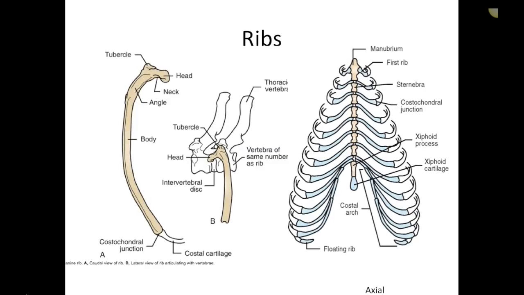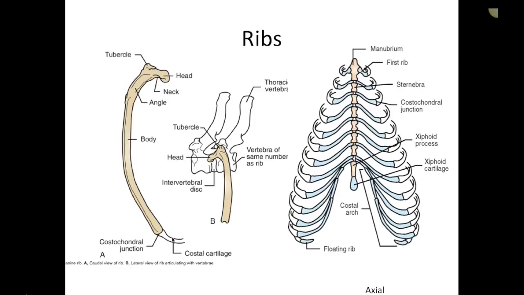Ribs. All right, moving on. Let's talk a little bit about ribs. The overall goal of the ribs is to protect the thoracic cavity, and they also allow for muscle attachment and various attachments to allow for breathing, so for inhalation and exhalation. Each rib has a bony part and a cartilaginous area.